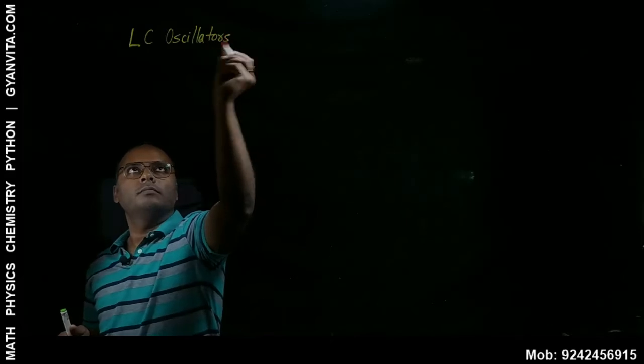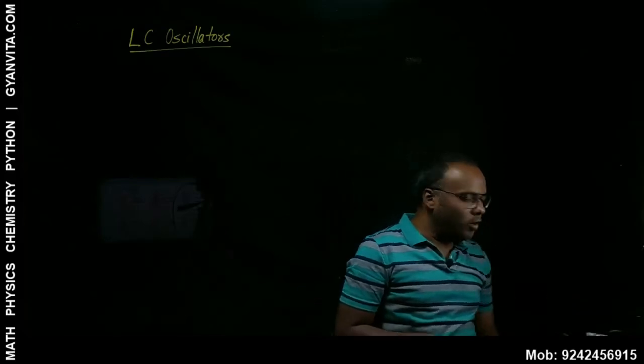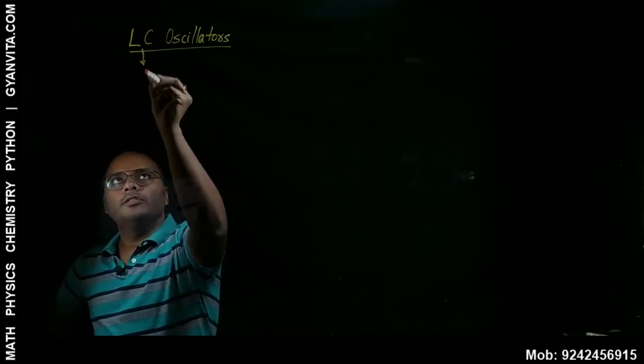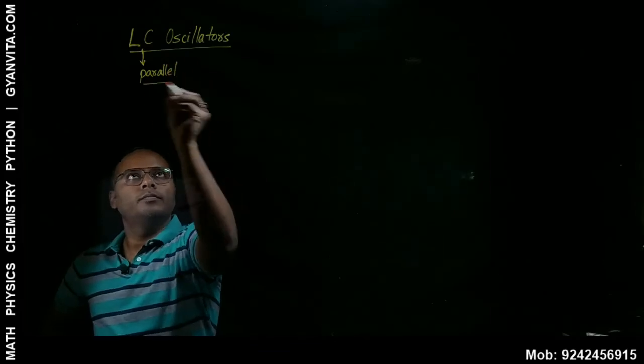Let's see this particular device now. What is the purpose of this device? First, we'll see what actually LC oscillations are, then we'll see where it can be used. So this circuit is actually the parallel combination of L and C, that is, a parallel combination of an inductor and a capacitor.